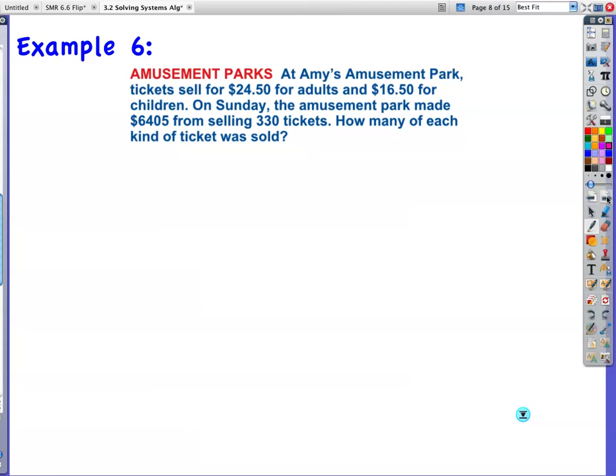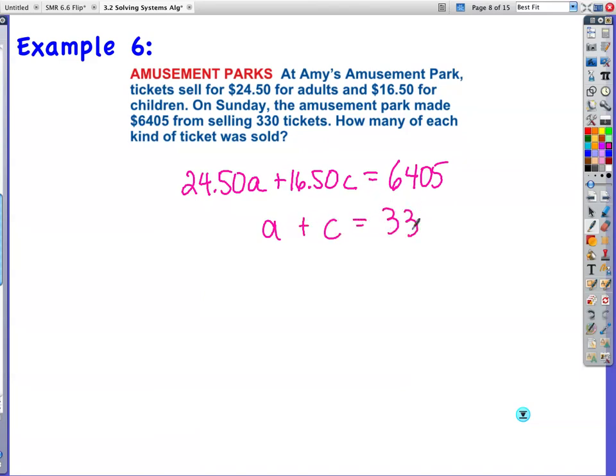All right, once again, I'm going to do the money thing, and then I'm going to have the amount. So adults sell for $24.50, and if you want to be sneaky, you can put an A in there, plus $16.50 for children, so I'm going to put a C, and the total amount that was taken in was $6,405. On Sunday, they sold 330 tickets. So the adult tickets plus the children's tickets equals 330. And there's your system. I'm going to leave you to finish this one. So you're supposed to finish example number 6.